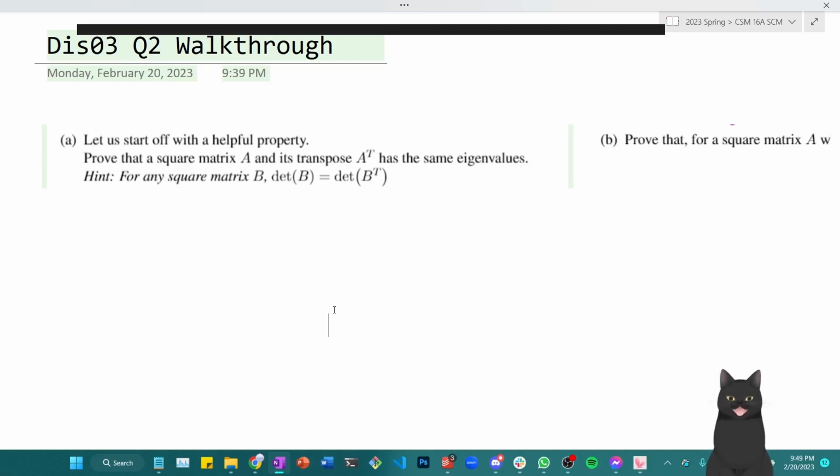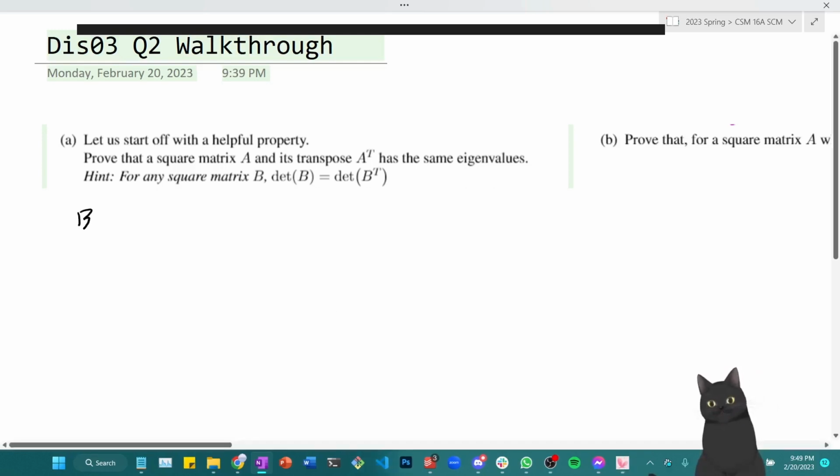So let's start off with one subpart of the question, which is a helpful property. We're going to try to prove that the square matrix A and its transpose A transpose have the same eigenvalues. Our hint here is that for any square matrix B, the determinant of B is equal to the determinant of B transpose. Now, the relationship between determinant and eigenvalue is associated to the definition of an eigenvalue.